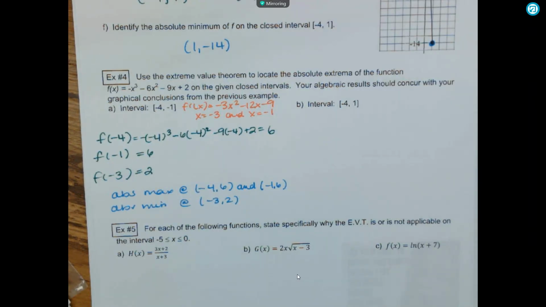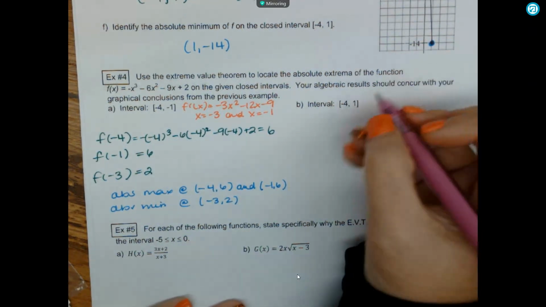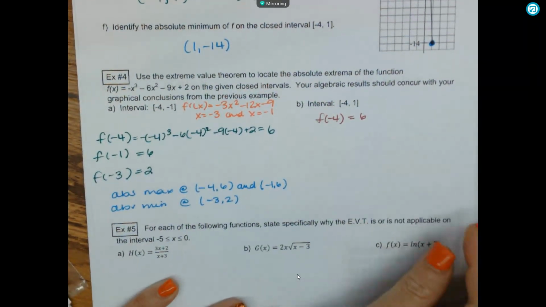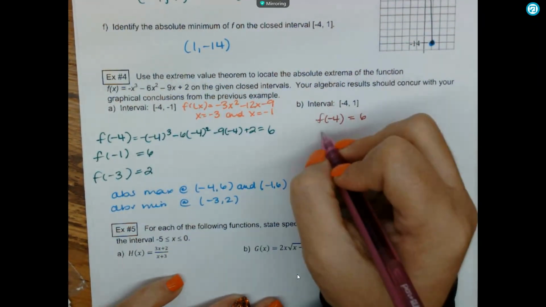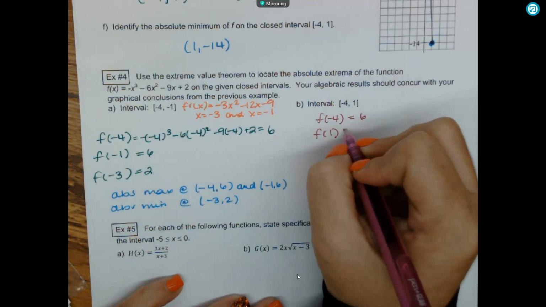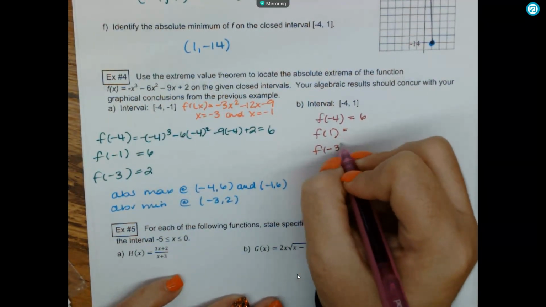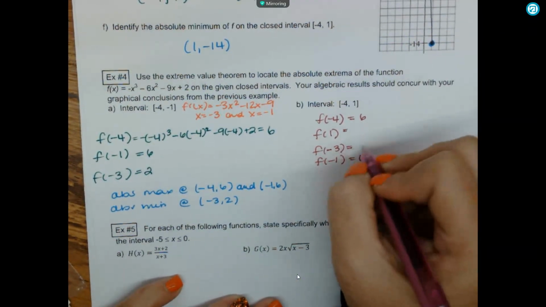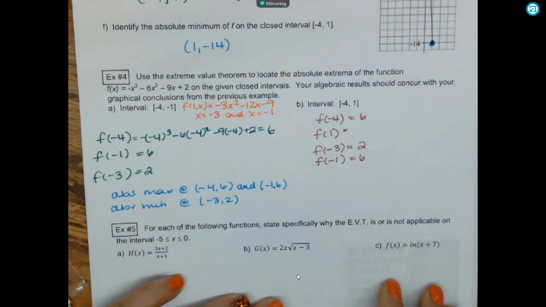All right, so let's do the same thing over here for B. We've already done f of -4, right? We found that to be 6, correct? We did that in the previous problem. So we've got to do f of 1. And then we already know f of -3, and we already know f of -1. So f of 1 is the only new value we've got to find, right? So that's 1 minus 6 is -5, minus 9 is -14, plus 2 is -12.